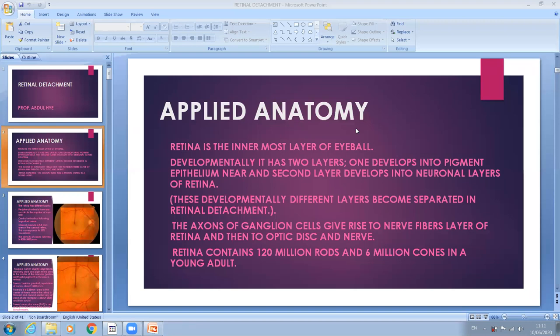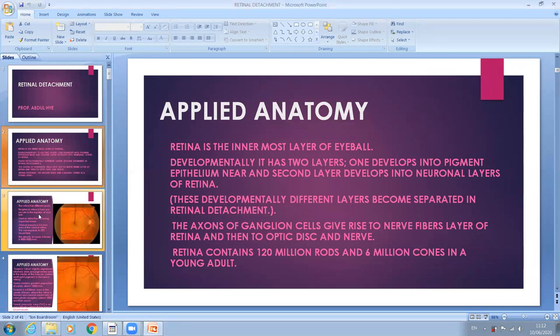If you cannot see the retina because of opacities of the cornea and lens, by B scan you can see, and I will show you afterwards, that it remains attached. So all detachments of the retina, although detached from the pigment epithelium, still remain attached to the optic nerve, because the retina becomes the optic nerve at the optic disc. The retina contains about 120 million rods and 6 million cones in the young adult.